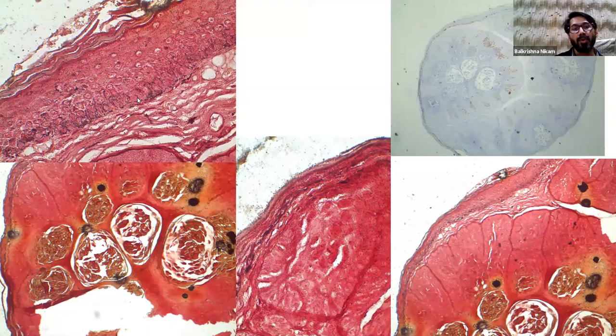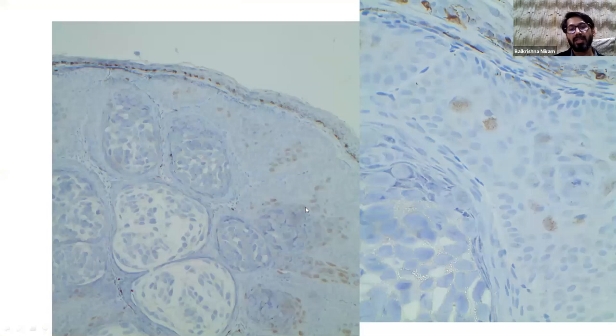If we do a Fontana-Masson stain or a melanin stain, these bodies are lacking pigment. Only some of the melanocytes which are present get stained with the melanin stain. But the rest is totally negative for pigment; you can see only some melanocytes which are positive. The whole molluscoid mass is whitish because it is non-pigmented.